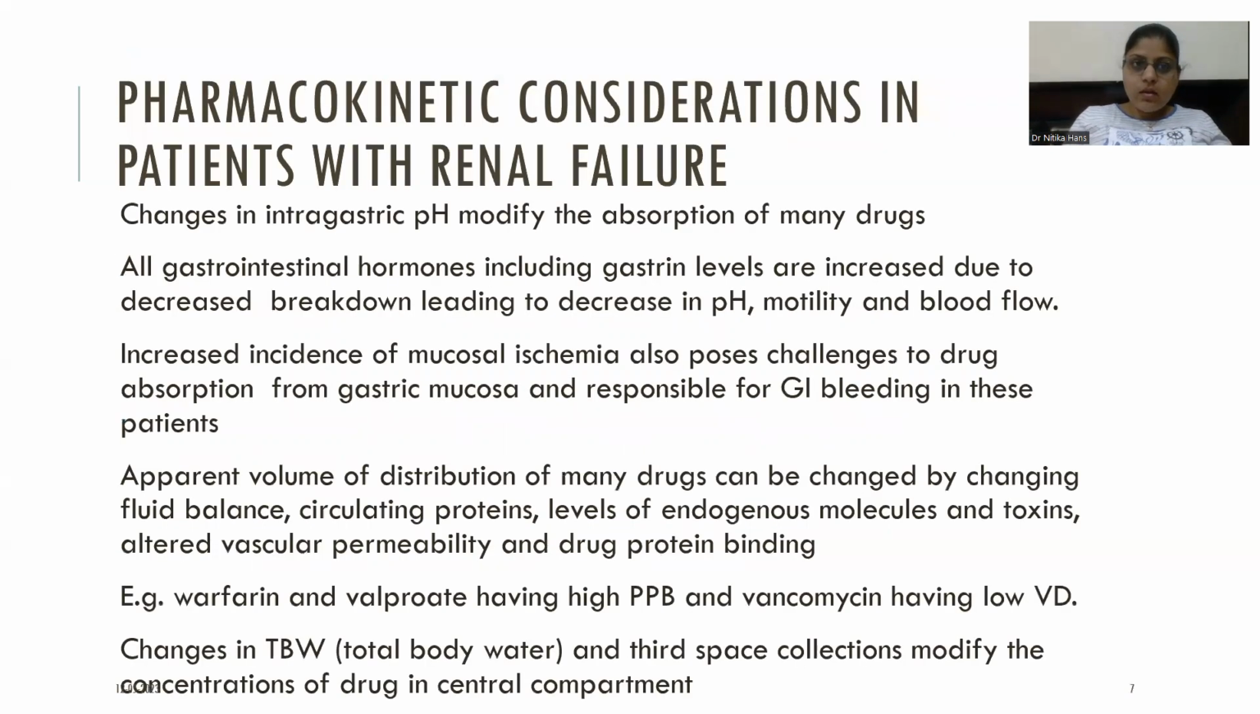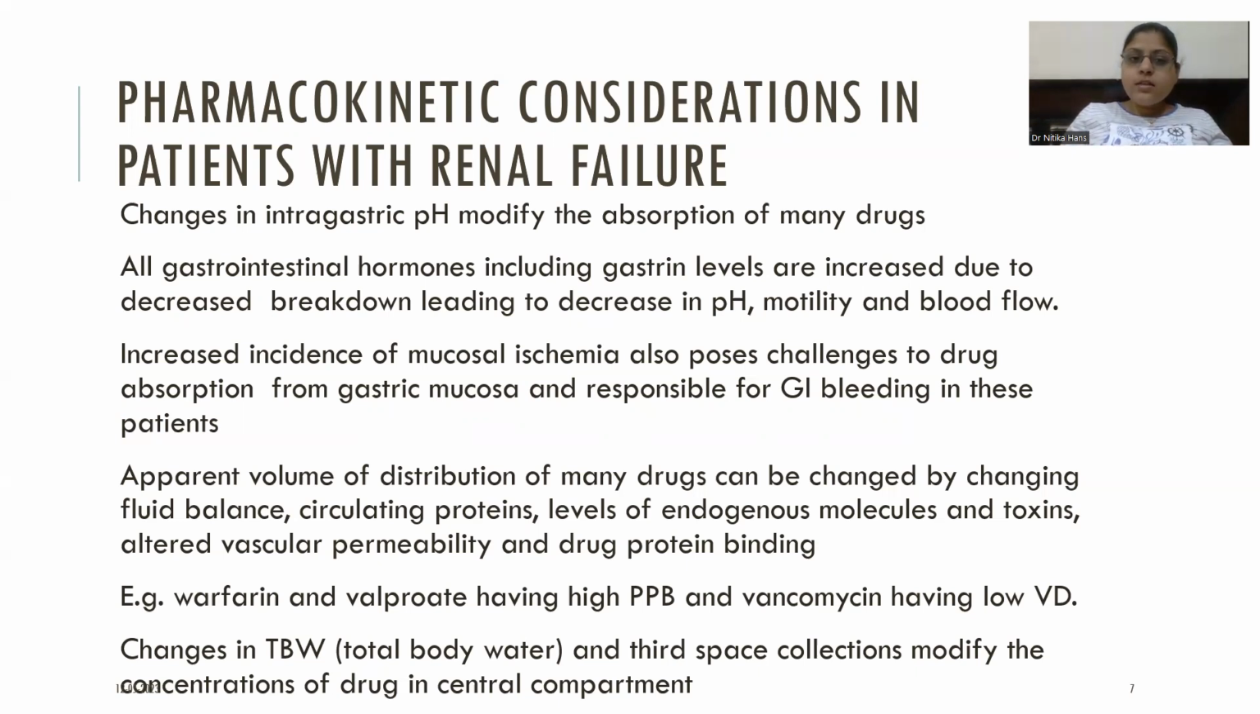Now, pharmacokinetic considerations in patients with renal failure. There can be a decrease in the gastric pH. Why? Because there's an increased level of urea, and urea gets converted to ammonia in the stomach, which can lead to a decrease in the gastric pH, and which can modify the absorption of many drugs.